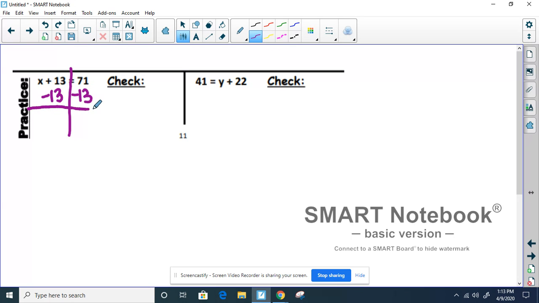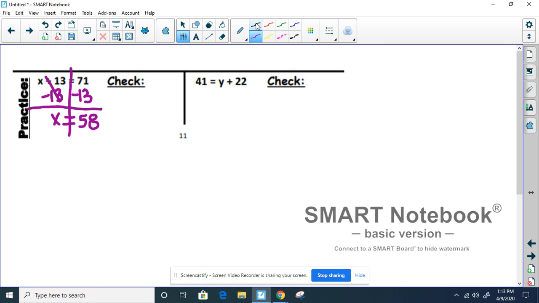Now we're writing our original or an equivalent equation. So we're going to draw our equals bar here. And we see that plus 13 minus 13 equals 0. So we've got an x by itself. Okay, so then x equals, now we have 71 and we have to subtract 13. So 71 minus 3 is 68. 68 minus 10 is 58. So our answer, or our solution, should be 58.